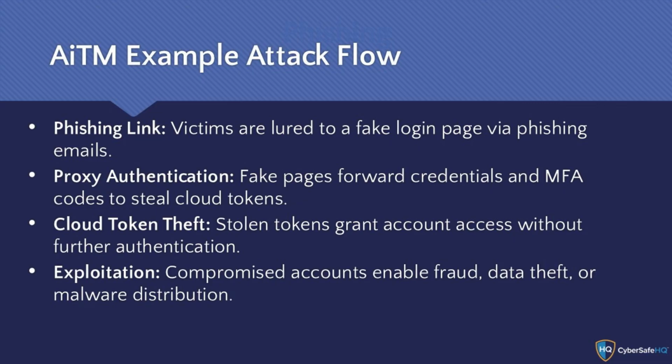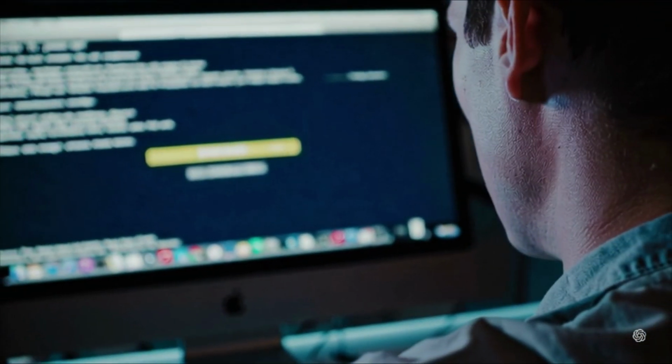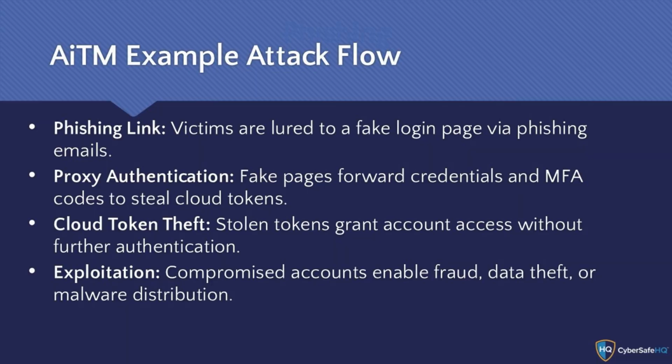Example: attack flow. 1. Phishing link. The victim receives a phishing email directing them to a fake login page. 2. Proxy authentication. The fake page forwards the victim's credentials and MFA code to the legitimate service, acquiring the session token. 3. Token theft. The attacker uses the stolen session token to access the victim's account, bypassing further authentication. 4. Further exploitation. Compromised accounts are used for financial fraud, sensitive data theft, or spreading malware.